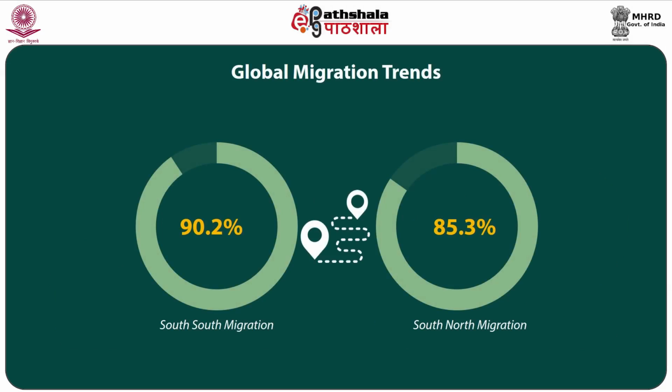The south-south migration flows across developing countries continue to increase compared to the south-north movements from developing to developed countries. In the year 2015, 90.2 million international migrants born in developing countries resided in other countries in the global south. On the other hand, 85.3 million people born in the south resided in countries in the global north.